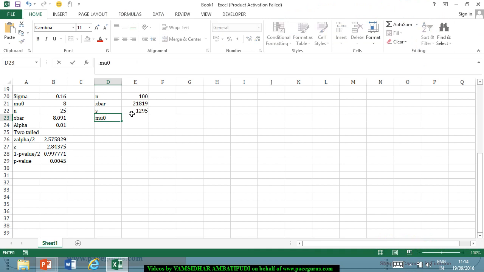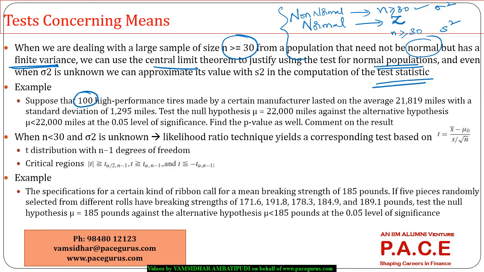So my mu naught, which is 22,000, I am trying to look at against an alternate hypothesis, mu less than 22,000. Right? I am only seeing that the tires will perform less than 22,000. The tires will run for less than 22,000 miles. So anything greater than or equal to 22,000 is not in my rejection zone. Only mu less than 22,000 is in my rejection zone.